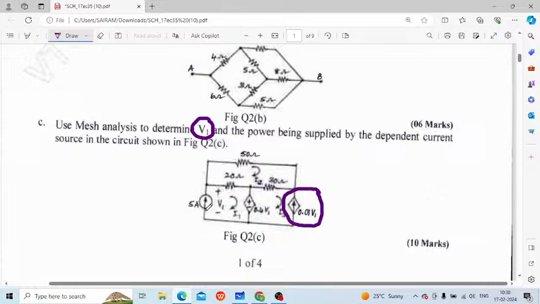Superposition theorem is nothing but: if there is a linear bilateral network having two or more independent sources, the response in any element equals the algebraic sum of all the responses due to each independent source acting independently. That is, if you want to find V1, it is V1 dash plus V2 dash plus V3 dash and so on. So this procedure applies here, and you have to use it to find V1.